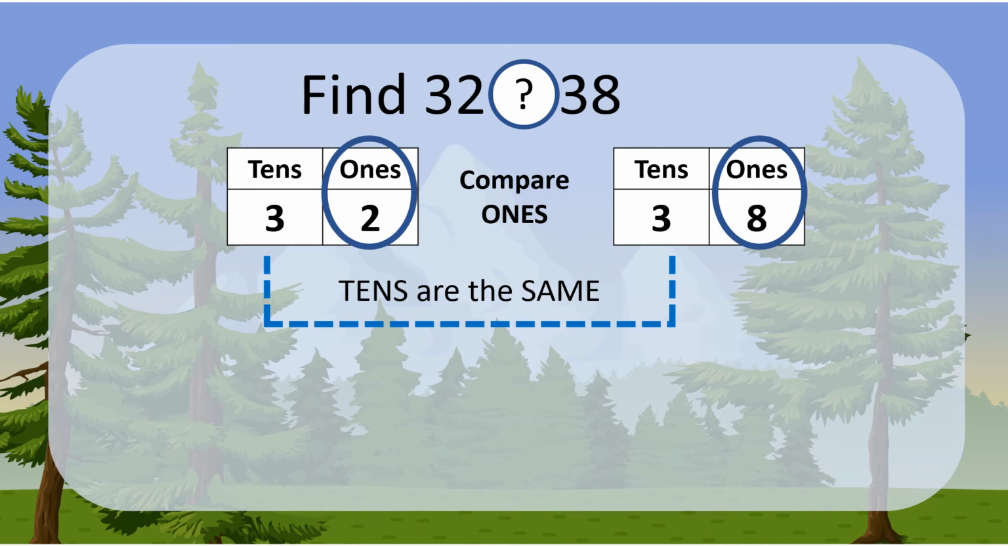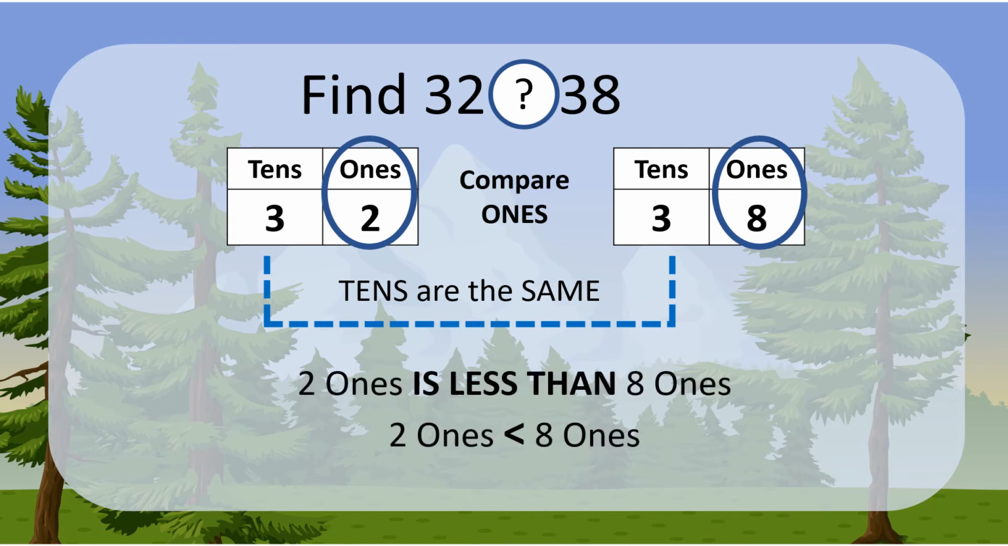32 has 3 10s and 2 1s. 38 has 3 10s and 8 1s. 2 1s is less than 8 1s. So we can use the symbol less than to compare these numbers. 32 is less than 38.